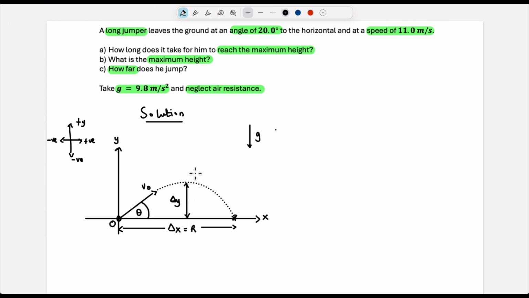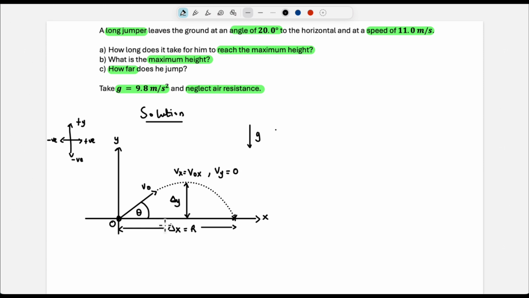The velocity along the x direction is constant throughout the motion. So at this maximum height, the velocity along the x direction is going to be the same as the initial horizontal speed, and the velocity in the y direction, or the vertical velocity, is going to be 0.